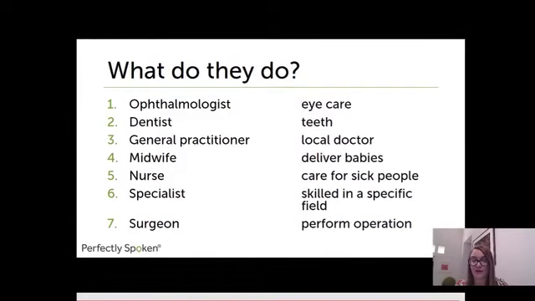And number 7, we have surgeon. Now, a surgeon performs operations. Notice the verb here, perform an operation. We're used to seeing this verb in a different field, thinking about actors, film stars, they perform roles. It's the same verb for a surgeon who performs an operation.